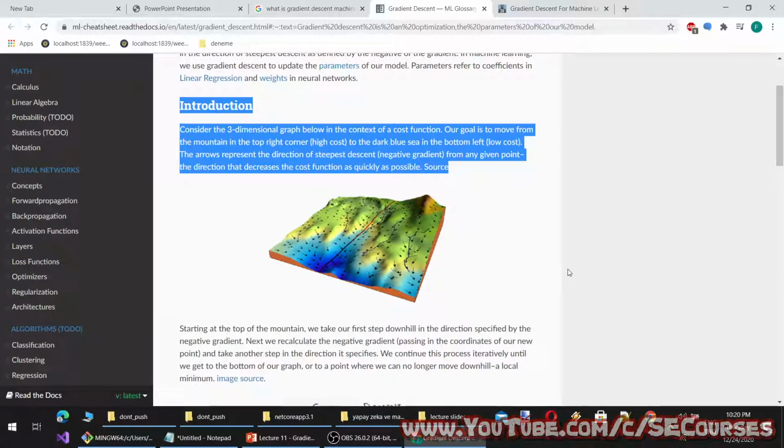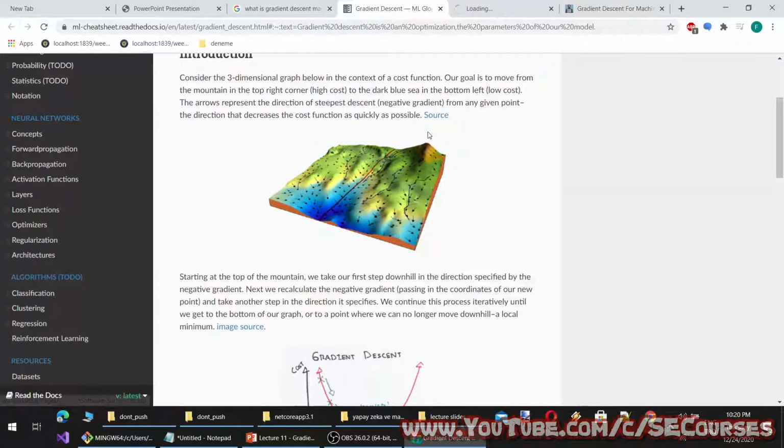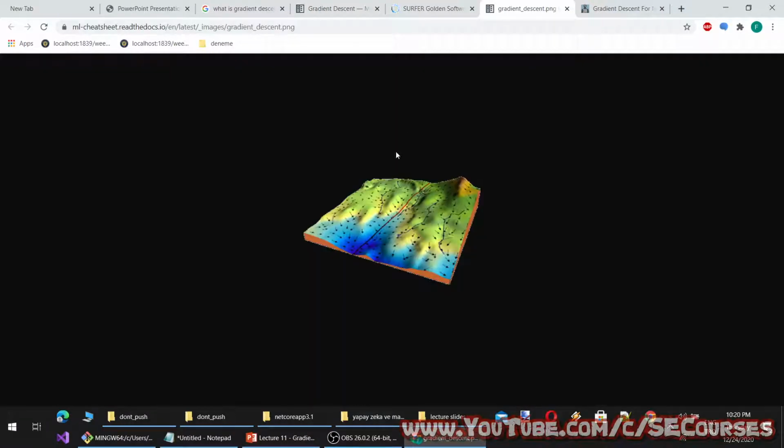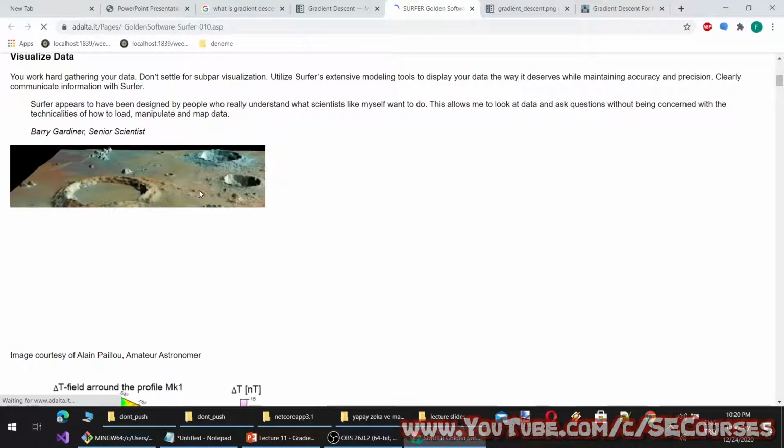Introduction: consider the three-dimensional graph below in the context of a cost function. Our goal is to move from the mountain in the top right corner, high cost, to the dark blue sea in the bottom left, low cost. The arrows represent the direction of steepest descent, negative gradient, from any given point, the direction that decreases the cost function as quickly as possible. Okay, so this is more explanative. Let's try to find if there is a bigger picture.